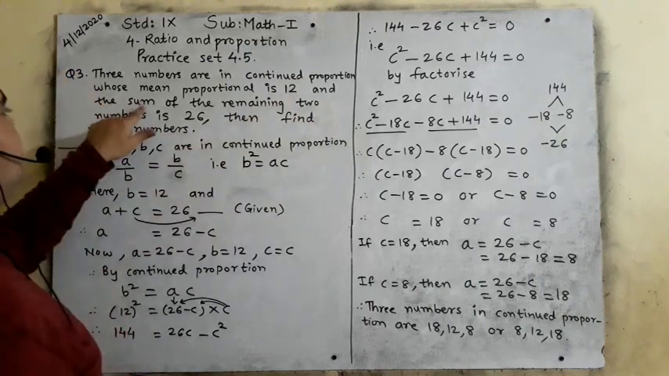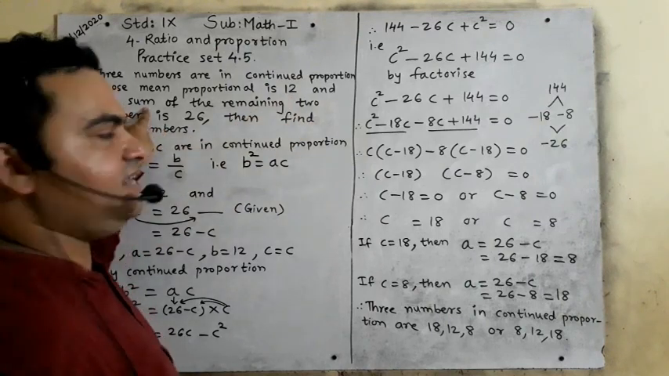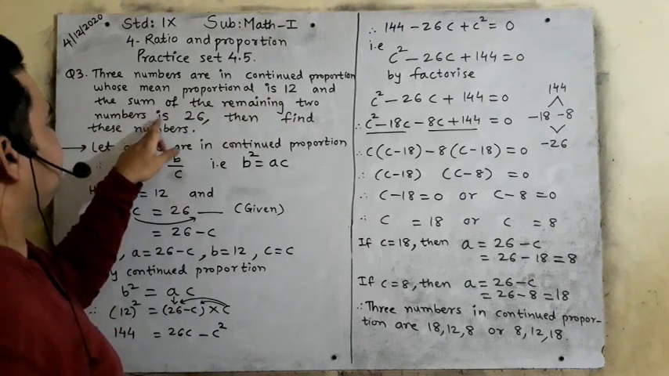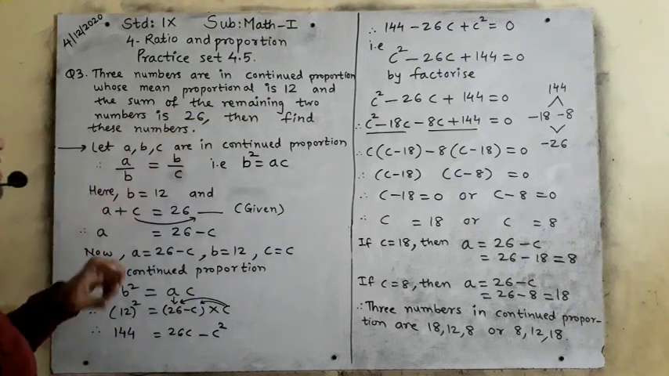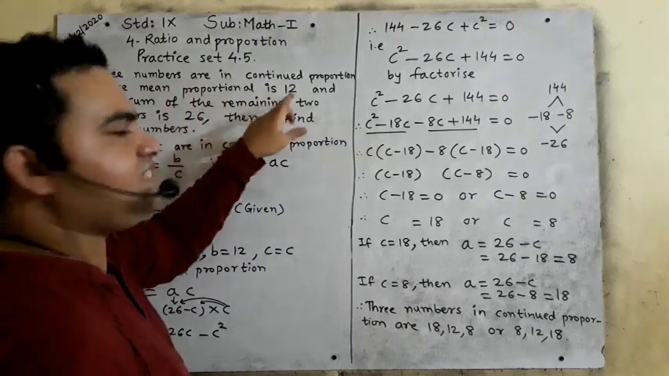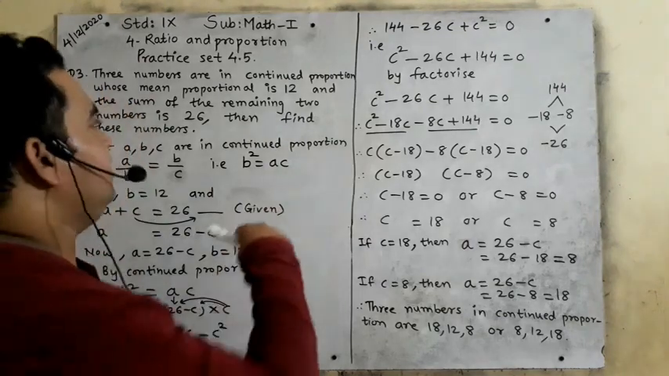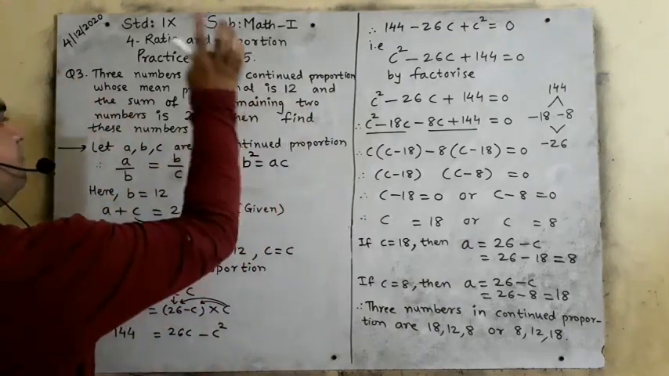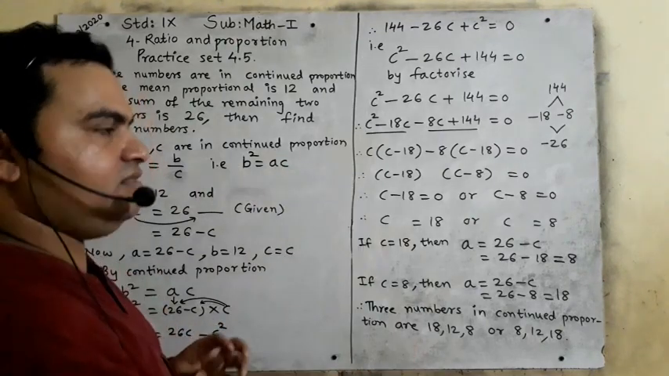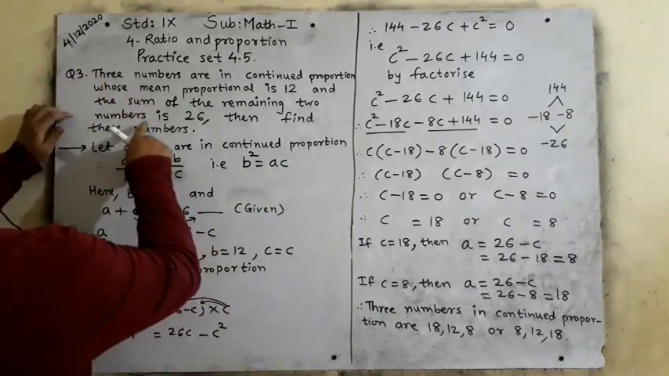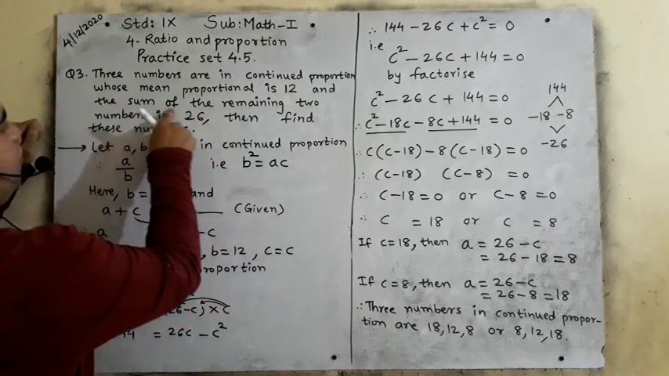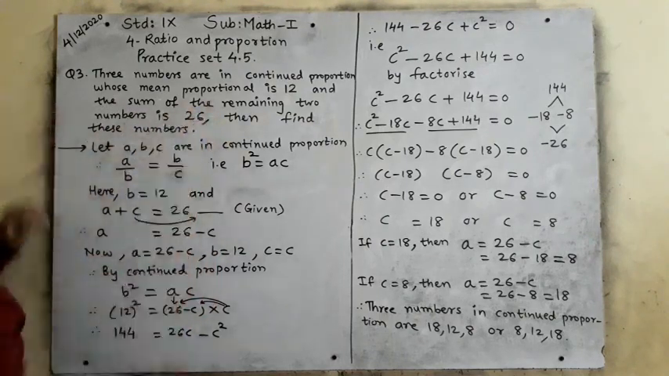And the sum means addition of the remaining two numbers is 26. It means we know only the B value, that is the mean proportional, the middle term, that is B, that is 12, and the remaining two, A and C. The sum of the remaining two numbers is 26.